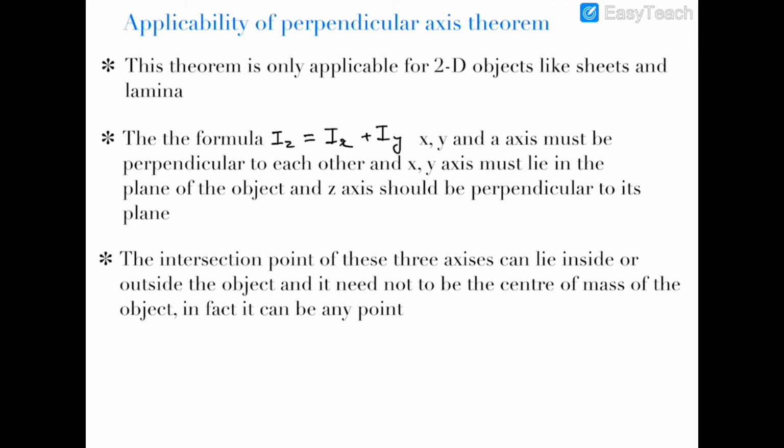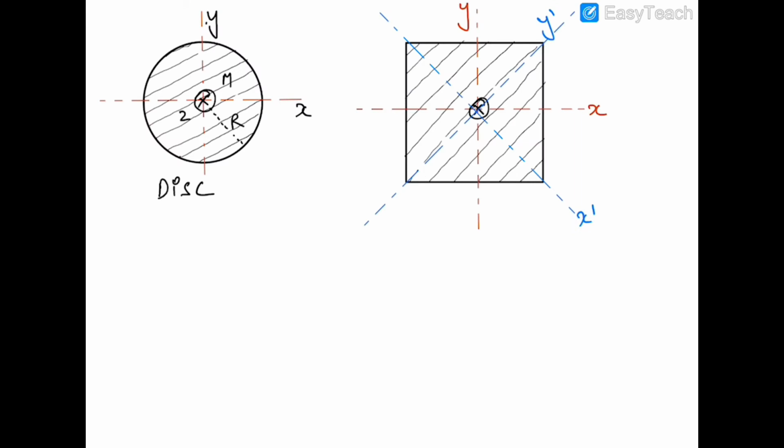So it is also very important that the intersecting point of these three axes can lie outside the body, inside the body, or it can be the center of mass of the body. It need not be the center of mass, but it can be the center of mass, and in fact it can lie outside the body also. So let us discuss some examples of the perpendicular axis theorem.